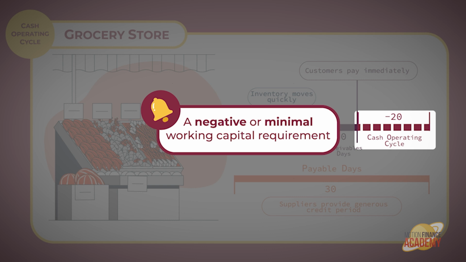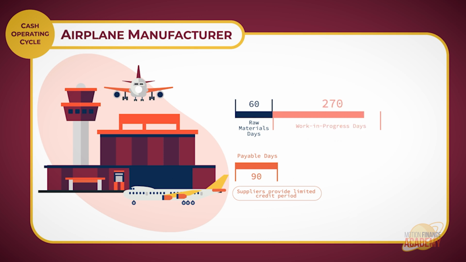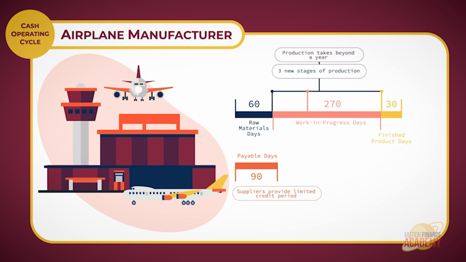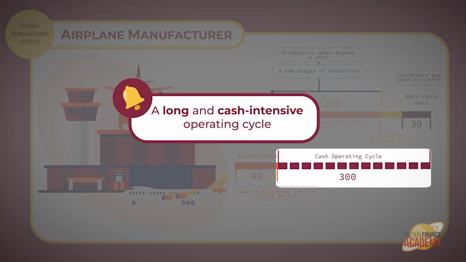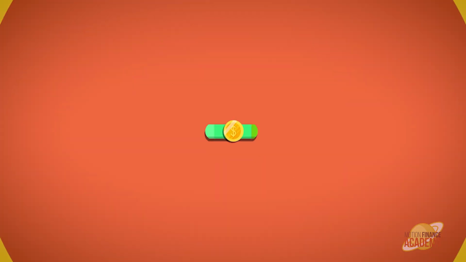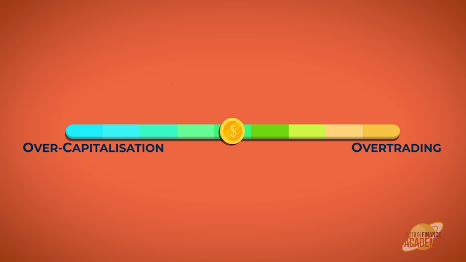By contrast, an aircraft manufacturer may face a multi-year cycle. Materials are held in inventory during long production phases, and payment from customers is often received only upon delivery, resulting in a long and cash-intensive operating cycle. These variations in cash operating cycle not only affect liquidity, but also position a company somewhere along a spectrum of the level of investment in working capital, with overcapitalization on one end and overtrading on the other.